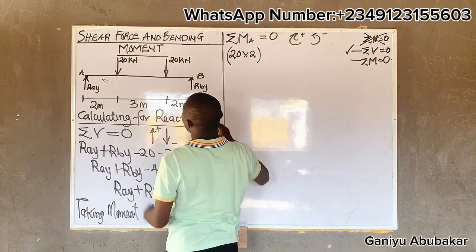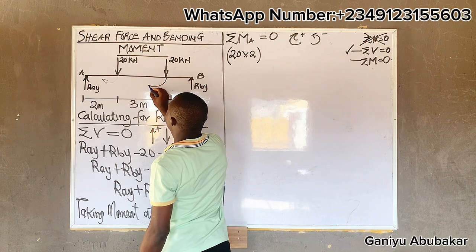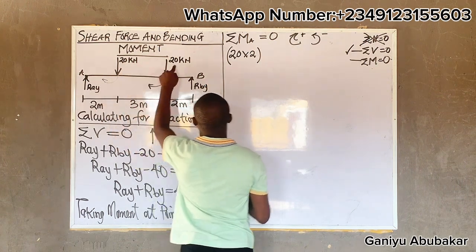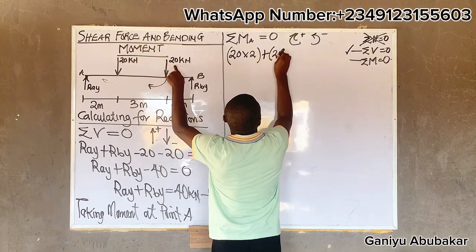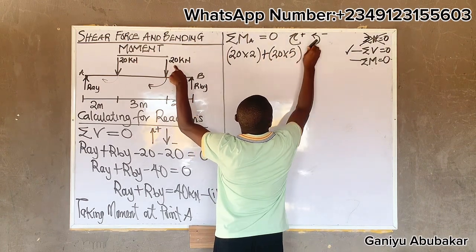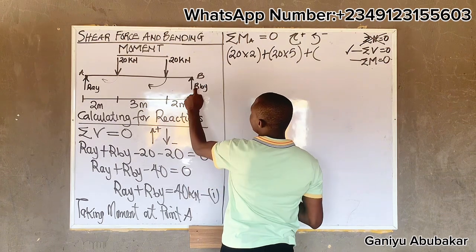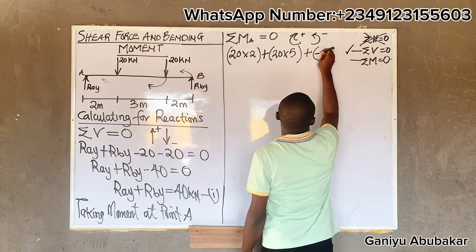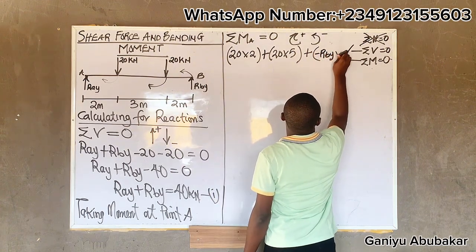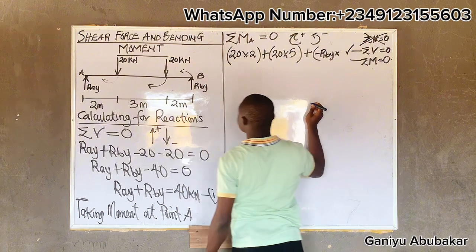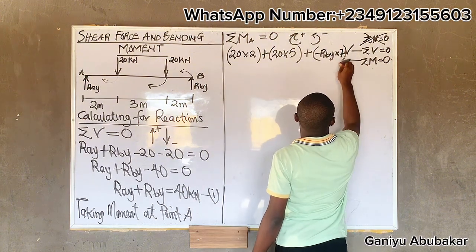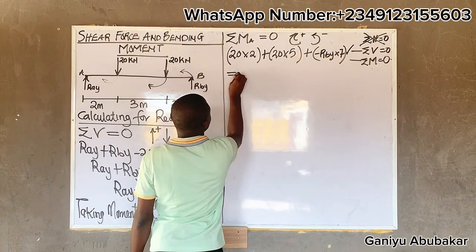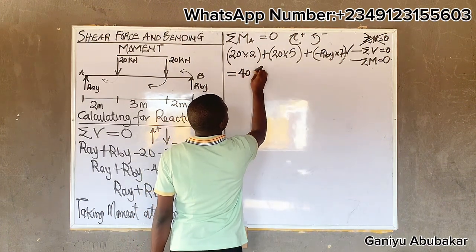I'm done with the first one. Next, this one moves in the clockwise direction too, to this part, and this distance is 5. So that becomes plus 20 times 5. Next, this one, RBY, moves in the negative direction, so it becomes negative RBY times the distance from here to here, which is 7. So I have this.